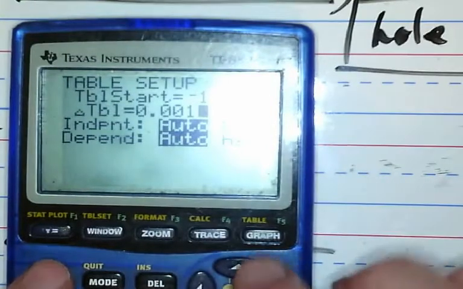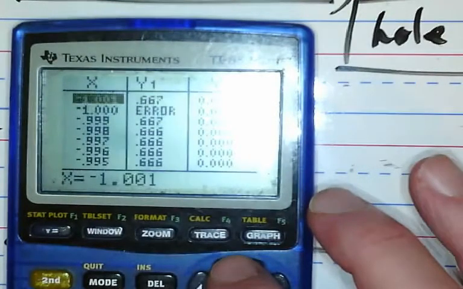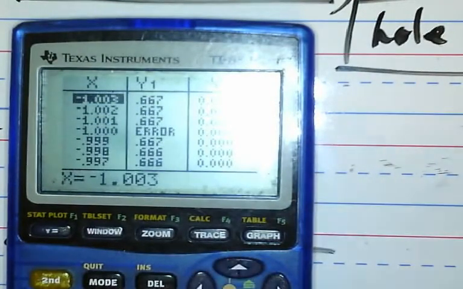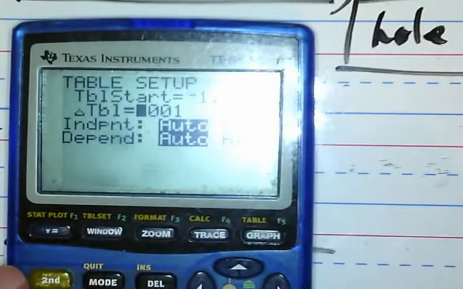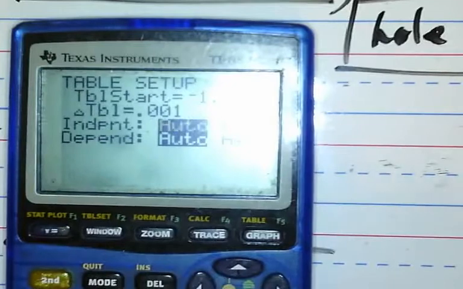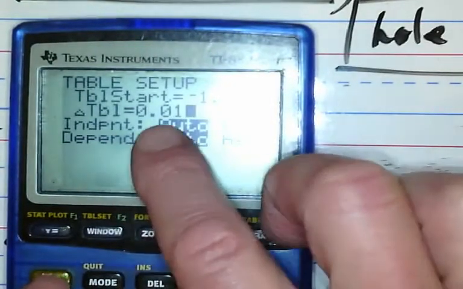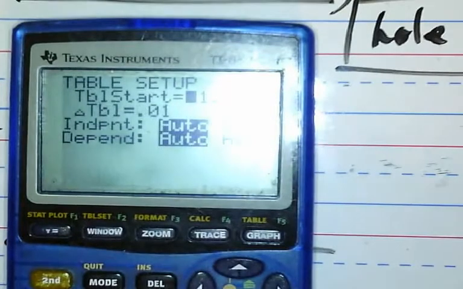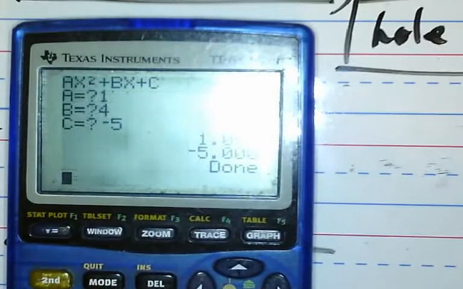Now then, notice that there's no answer at 1, right? But you can see, whoops, what did I do? Oh, go back up here. There we go. 0.01. That's what I'm looking for. So I'm looking right here, and then I'm going to my graph.